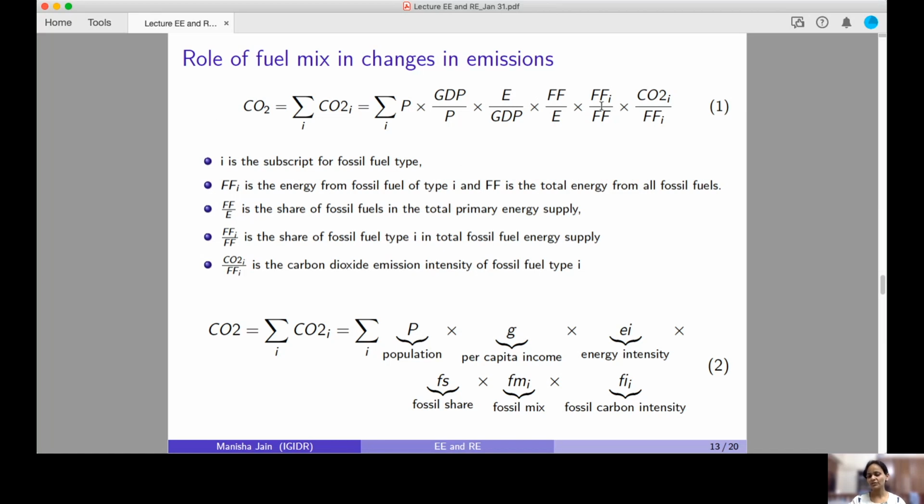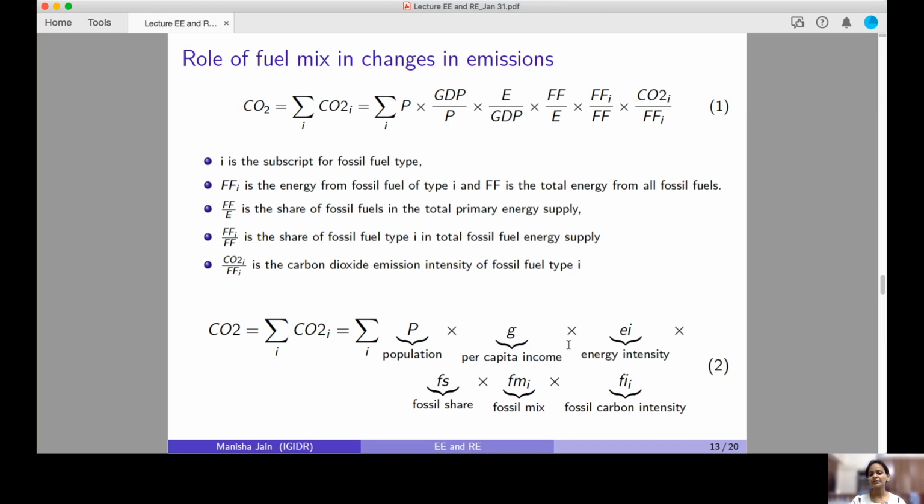Then there are three fossil fuels we know: coal, oil, and natural gas. So I here is 3. The share of each fossil fuel in the total fossil fuel energy supply is known as the fossil mix. And finally, carbon dioxide emitted by any one fossil fuel divided by the total energy from that fossil fuel is known as the carbon dioxide intensity of a fossil fuel. This value will be higher for coal and lower for natural gas, just to connect with what we talked about in the last slide.